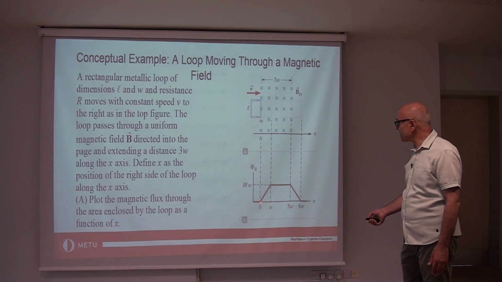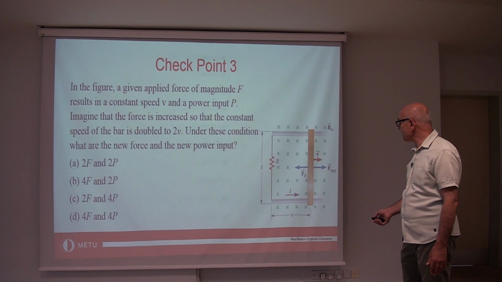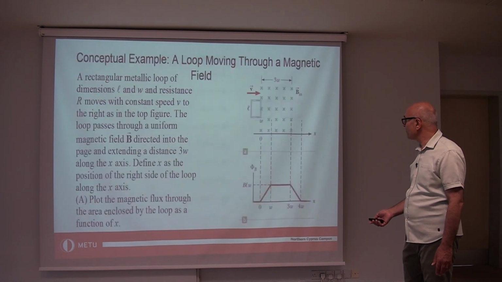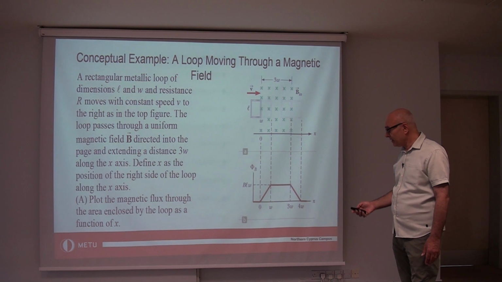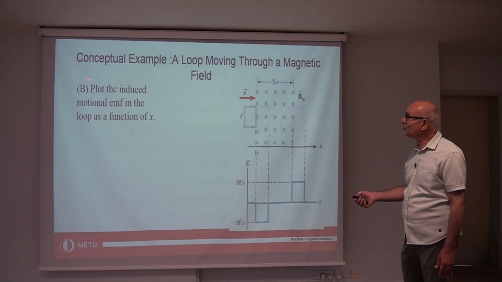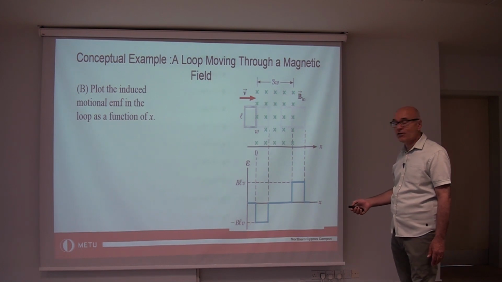Okay, so the flux is varying between x equals 0 and x equals W. It's constant between W and 3W, then after that it's decreasing. Now this is important because in the next step we are requested to plot the induced motional electromotive force as a function of x.